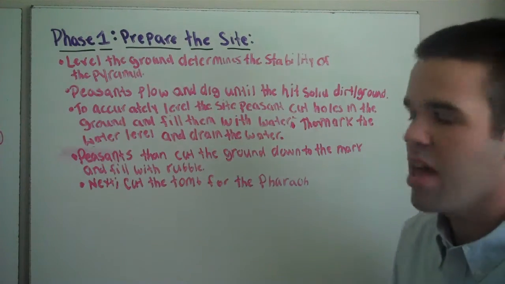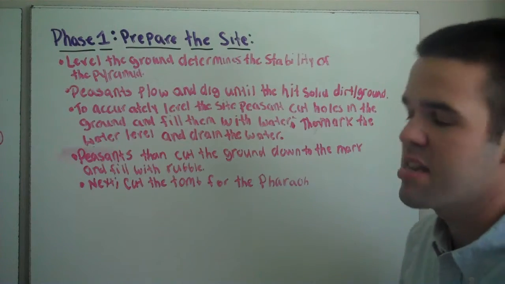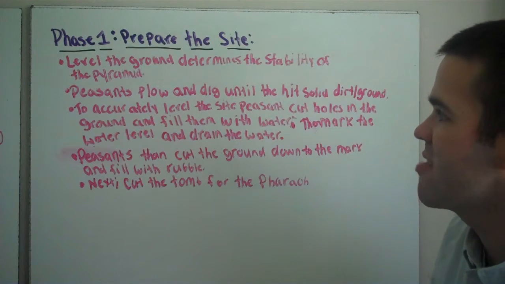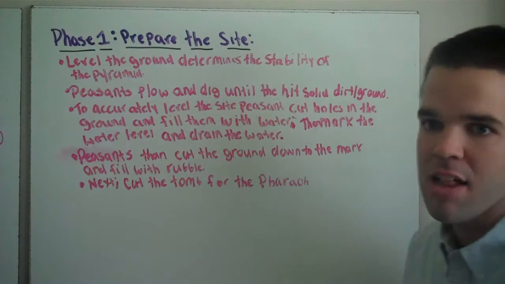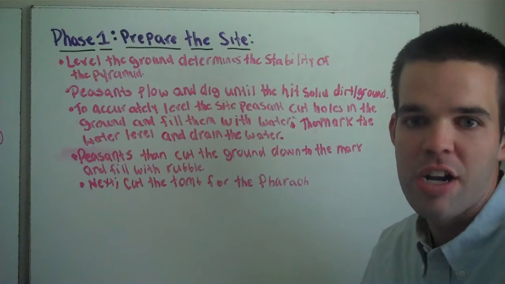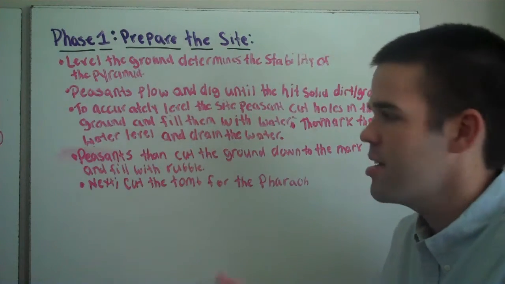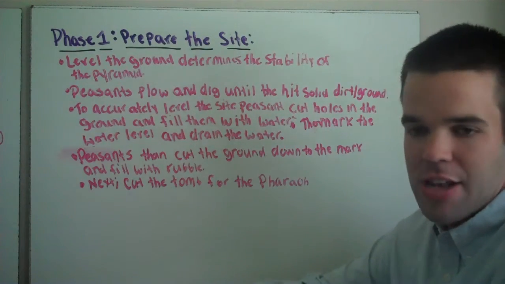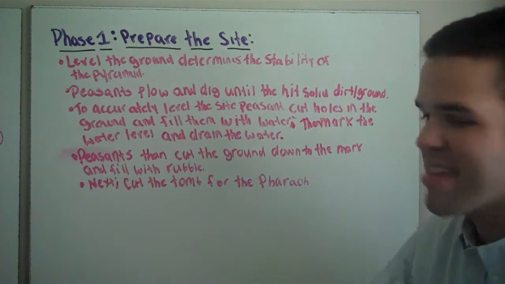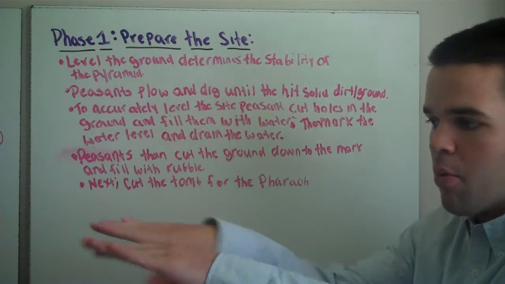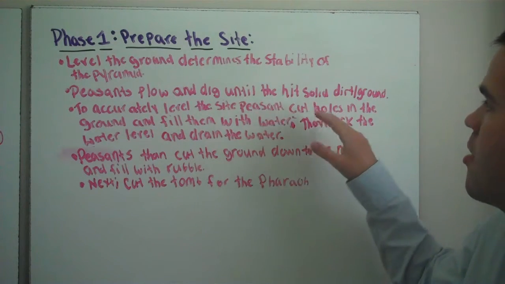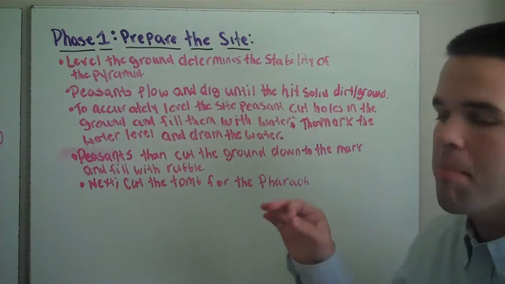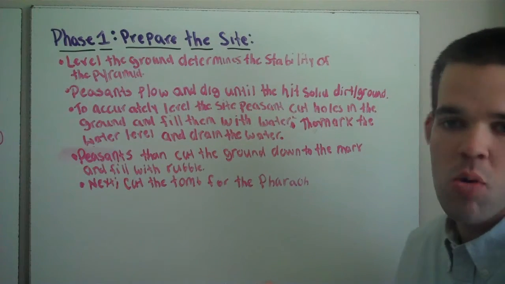Phase 1 begins with leveling the ground to determine the stability of the pyramid. After the ground has been leveled, peasants plow and dig until they hit solid dirt and solid ground, where there's no rocks, there's no grass, there's no soil, there's just straight dirt, flat dirt. To accurately level the site, to make it even all the way across the pyramid site, peasants cut holes in the ground and fill them with water, then mark the water level and drain the water.